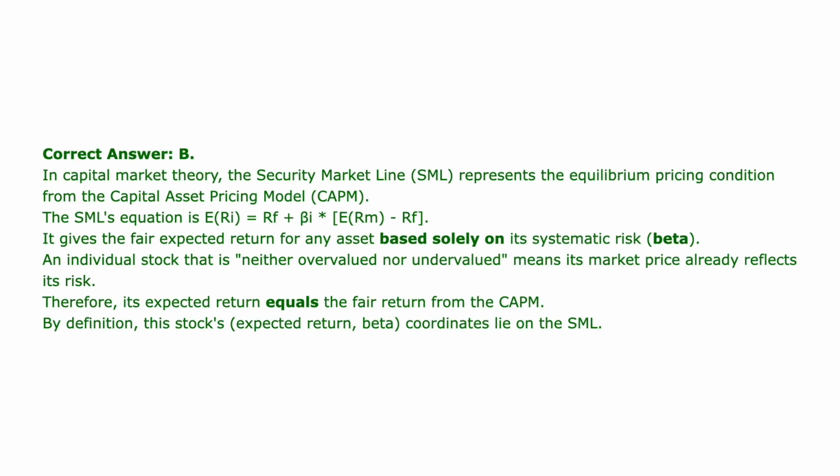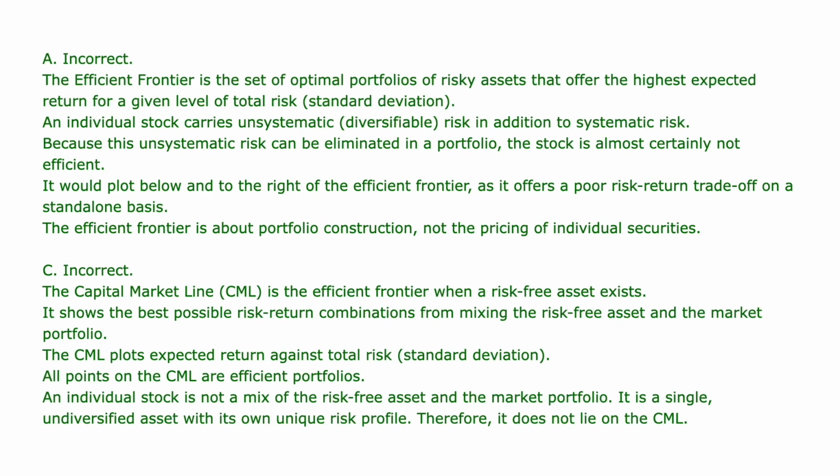The SML represents equilibrium pricing, CAPM. A fairly valued stock's expected return equals the CAPM return, so it plots exactly on the SML. Option A: the efficient frontier applies to portfolios of assets optimized for total risk, not individual stocks carrying diversifiable unsystematic risk. Option C: the CML applies to efficient portfolios combining the risk-free asset and market portfolio, not to individual undiversified securities.